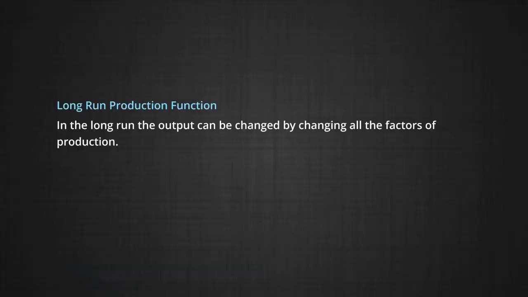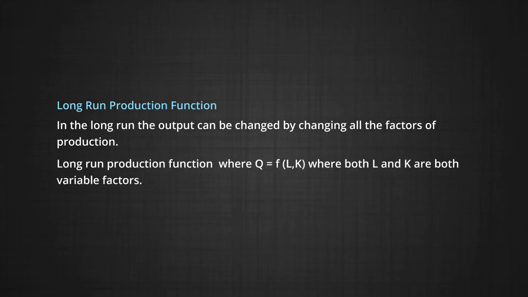We now turn to the long run production function. In the long run, output can be changed by changing all the factors of production. A long run production function is also described as Q equals f of L, K. In this case, both L and K are variable factors. As all the factor inputs are variable in the long run, the ratio between various inputs can remain the same at different levels of output.